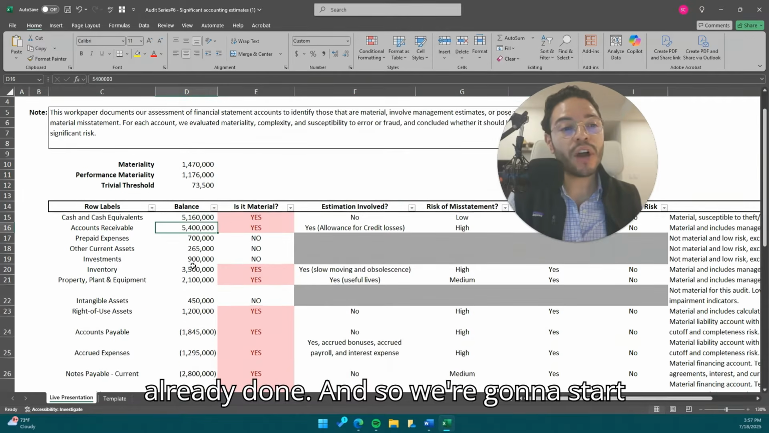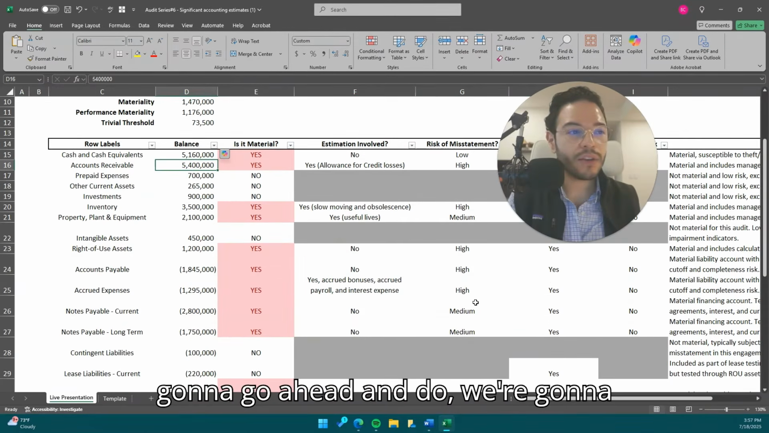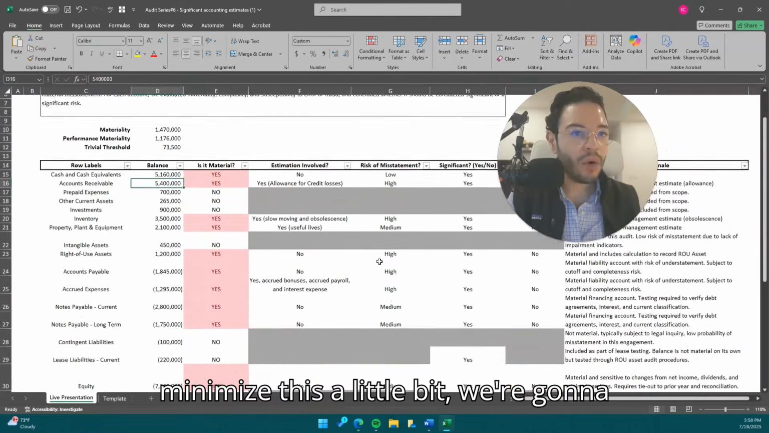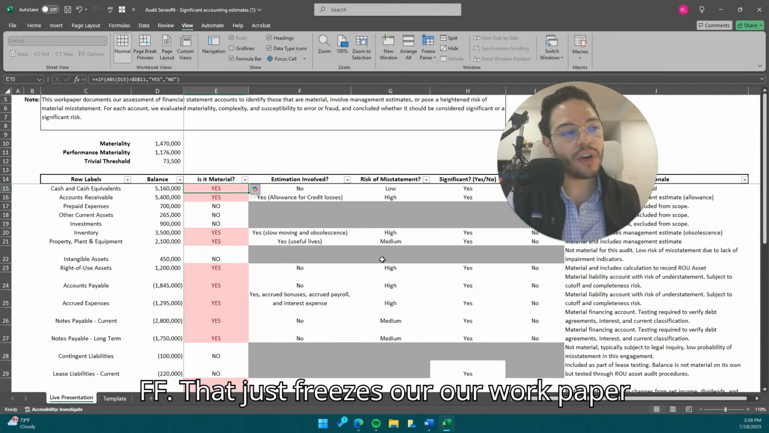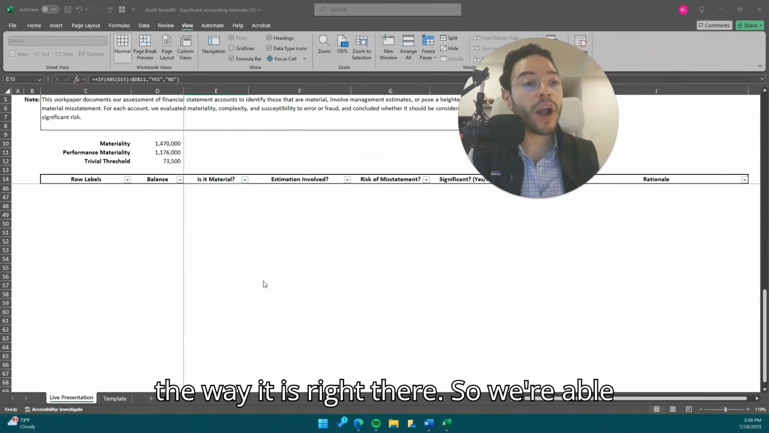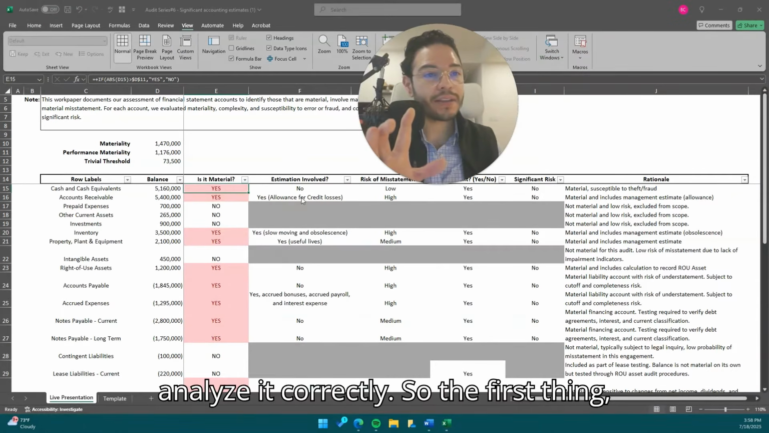And so we're going to start off with a significant account. We're going to minimize this a little bit. We're going to do freeze pane, so we're going to do Alt-WFF. That just freezes our work paper the way it is right there, so we're able to look through everything and analyze it correctly.